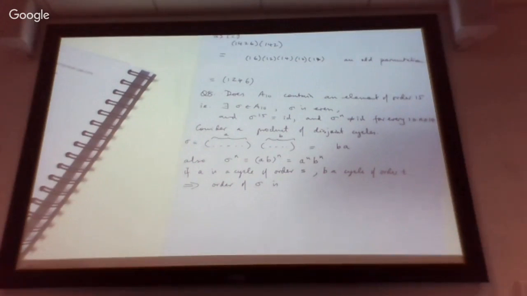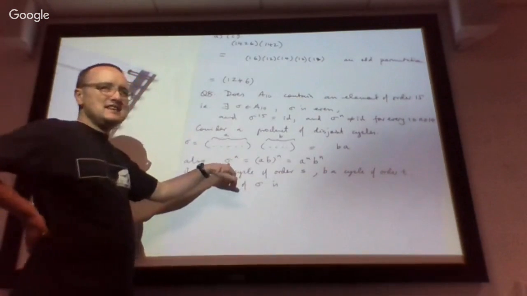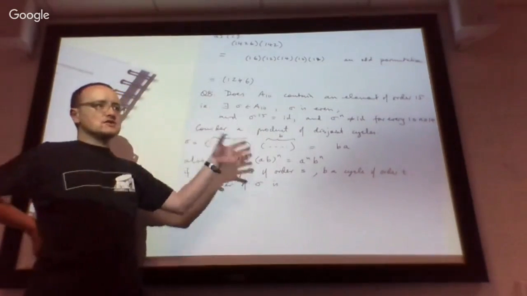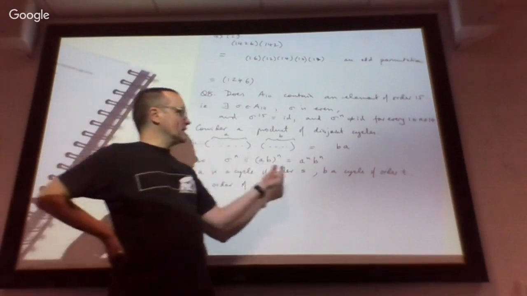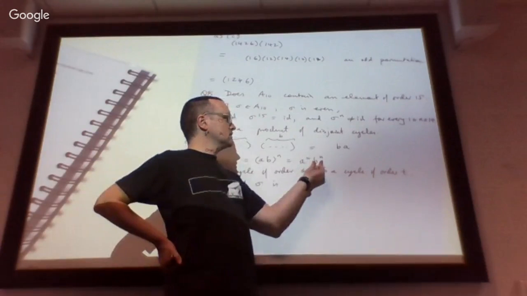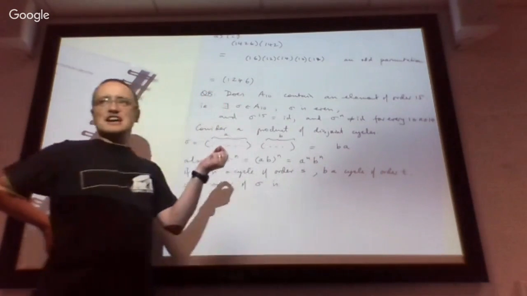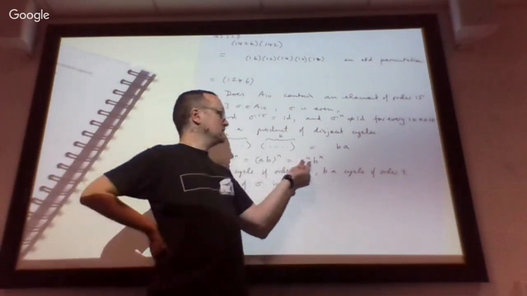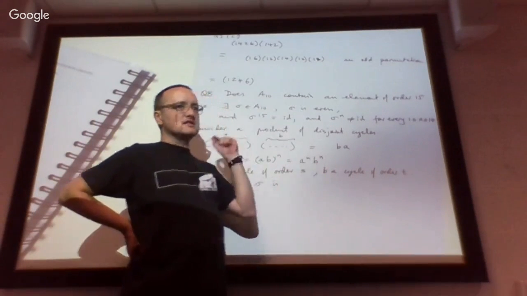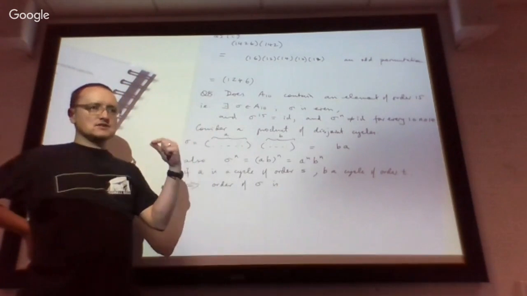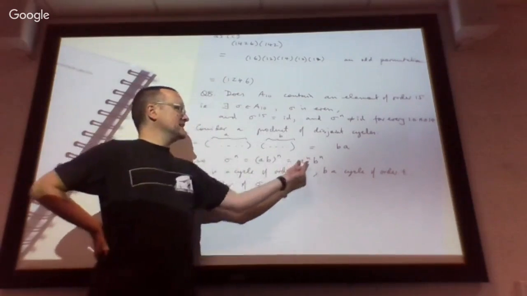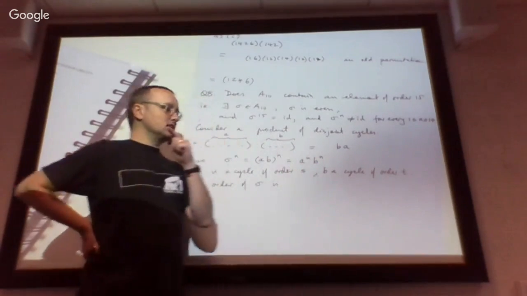Now, if we want a power of sigma to be the identity, A and B are disjoint, so they're doing things to disjoint sets of symbols. So the only way you can have a product of disjoint cycles being equal to the identity is if they're actually both equal to the identity, because one can't be the inverse of the other, because they're acting on disjoint sets of symbols. So the only way that this product could be equal to the identity is if both of them were equal to the identity.